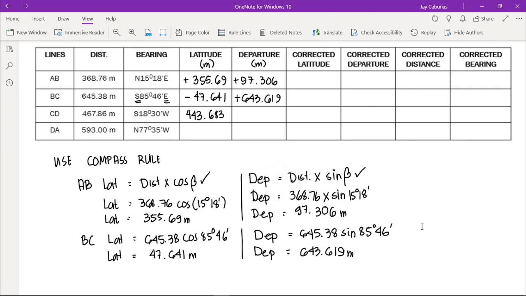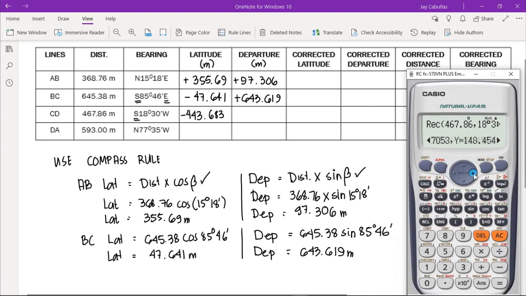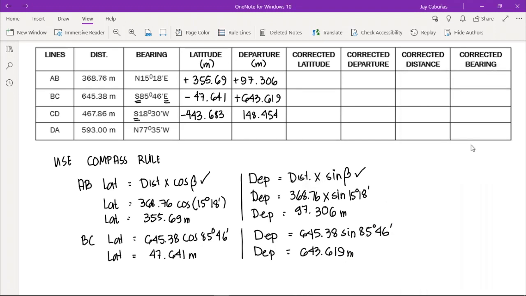Now take note, the latitude here, or our line here, is along the southeast direction. So we have south as the direction for the latitude, therefore this one is negative. Now for the departure, the y variable here is 148.454, and we know that the direction is along the west direction, so therefore this one is negative as well.